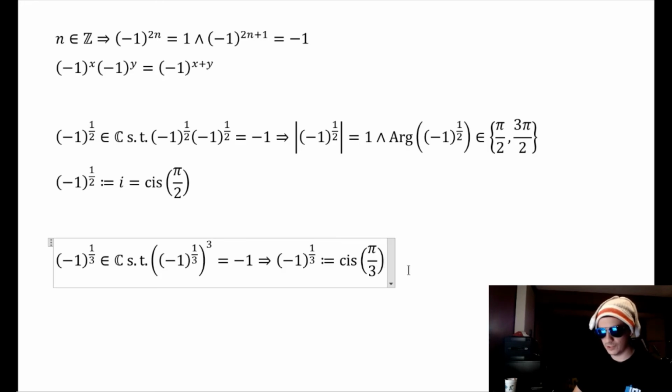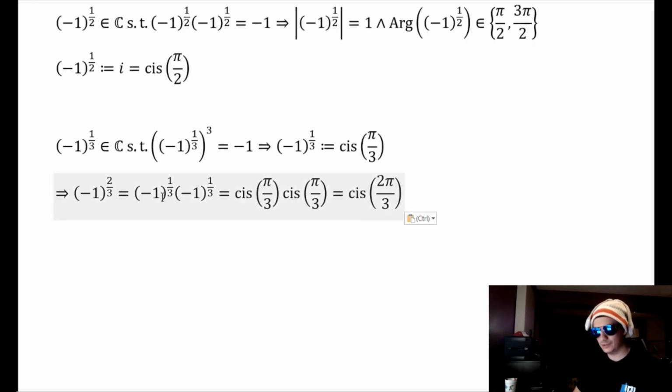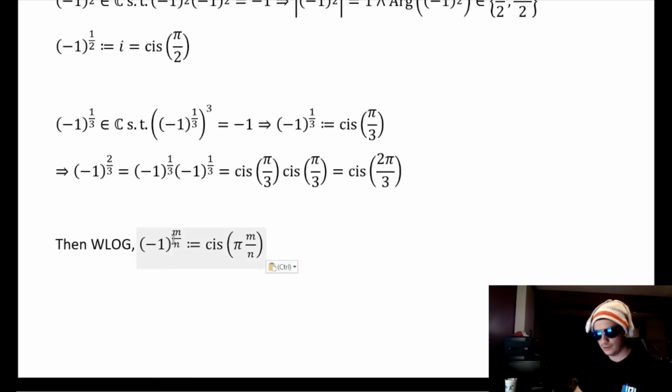And furthermore, I showed this on the unit circle earlier, but just wanted to write this down. -1 to the 2 over 3 equals -1 to the 1 over 3 times -1 to the 1 over 3, which we defined as cis pi over 3 times cis pi over 3, which is cis 2 pi over 3. So, without loss of generality, we can say that for any rational number written as m over n, we can define this as cis pi m over n. Now, what about for the irrational numbers? Because this line of reasoning doesn't hold for it.